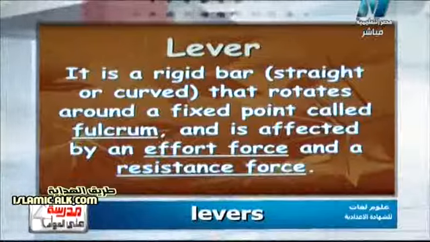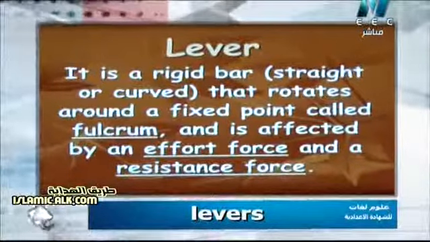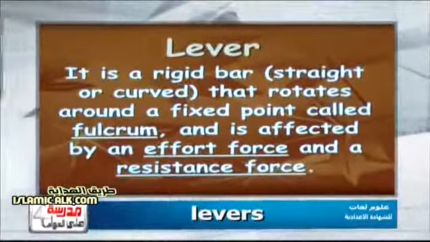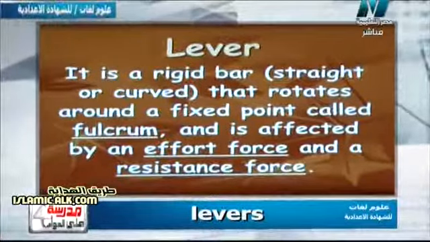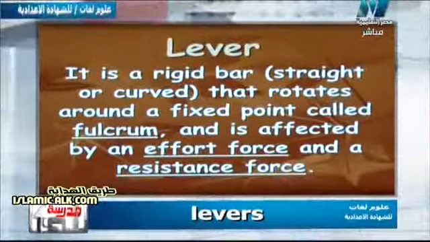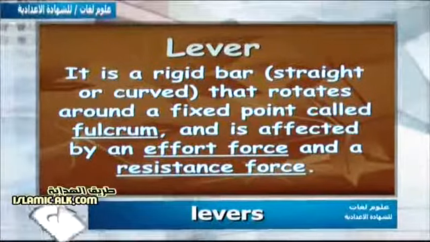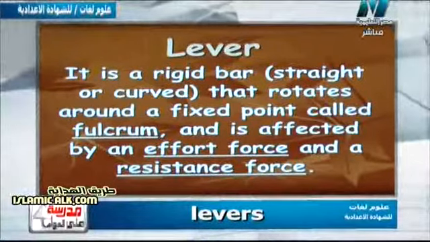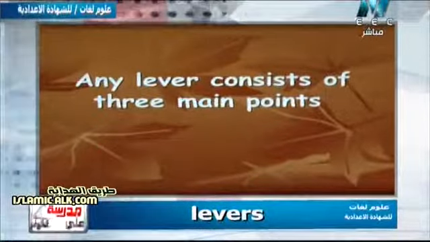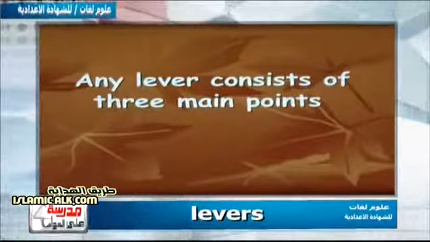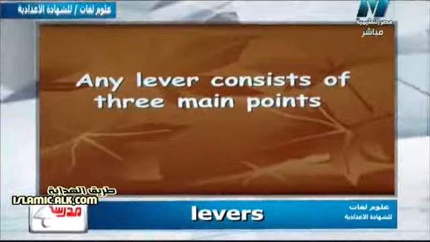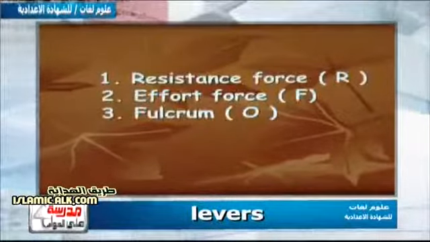A lever is a rigid bar, straight or curved, that rotates around a fixed point called the fulcrum and is affected by an effort force and a resistance force. So, as I said, any lever consists of three main points. This is a very important topic in today's lesson and will help us in the next lesson, the lever law. So any lever consists of three main points: the fulcrum, the effort force, and the resistance force.